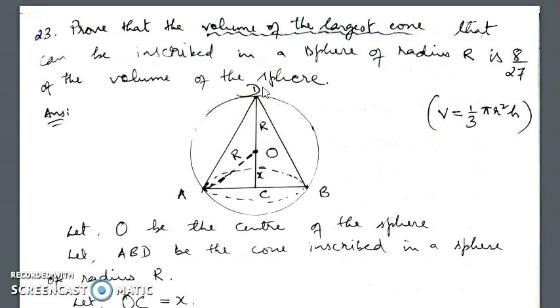So here what we are given is that we have a cone, and that cone is inscribed in a sphere. Inscribed means inside a sphere. So we have a cone and a sphere, and the cone should be inside the sphere. And what we have to find is the maximum or minimum. Here I have underlined volume of the largest cone. Largest means maximum. So what I have to do is find the maximum volume of the cone.